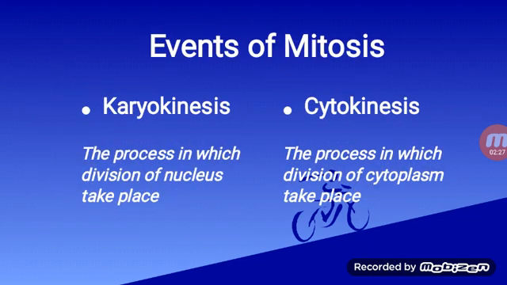Now we will discuss the events of mitosis. There are two most important events of mitosis. One event is karyokinesis and the second is cytokinesis. Karyokinesis is the process in which division of the nucleus takes place. Cytokinesis is the process in which division of the cytoplasm takes place. When the cell completes its karyokinesis, then the cell completes its cytokinesis. When both processes are completed, the process of mitosis is considered complete.